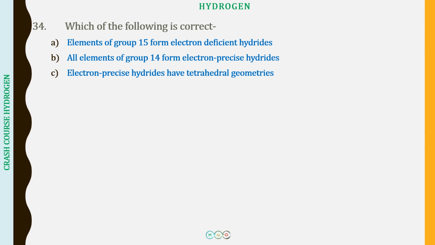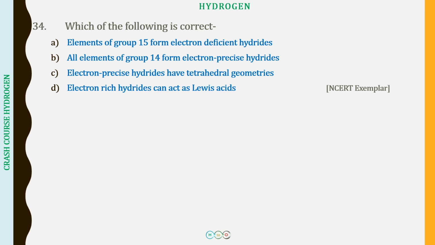Electron precise hydrides, I hope you all know that they will be forming 4 bonds. So it is going to be a tetrahedral geometry. Electron rich hydrides, they can act as Lewis acids. So now what are Lewis acids? Lewis acids, they can accept electrons, whereas Lewis bases, they can donate electrons. So electron rich hydrides, they have lone pair of electrons, so they are the ones which will be donating electrons, hence they will be acting as Lewis bases and not Lewis acids.